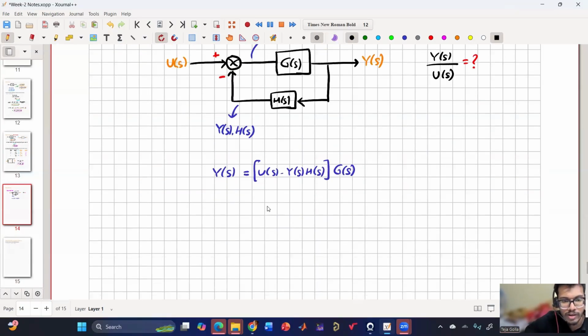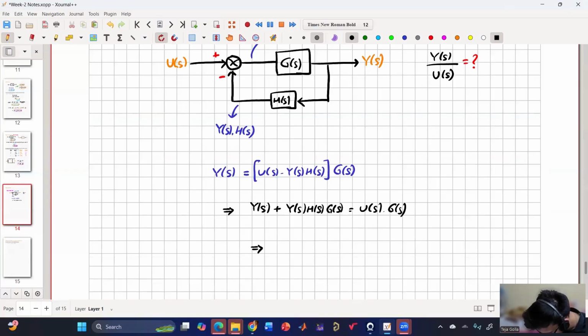Okay. So now if I quickly calculate this, I will be getting y of s plus y of s, h of s, g of s equal to u of s into g of s. So if I now do simple calculation, I'll get y of s by u of s is nothing but g of s by 1 plus g of s h of s. So this is also a standard result that we will be using in the upcoming weeks.